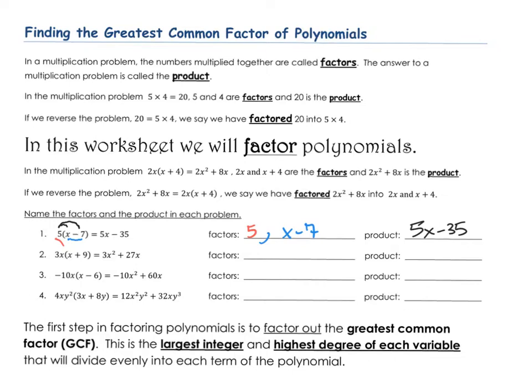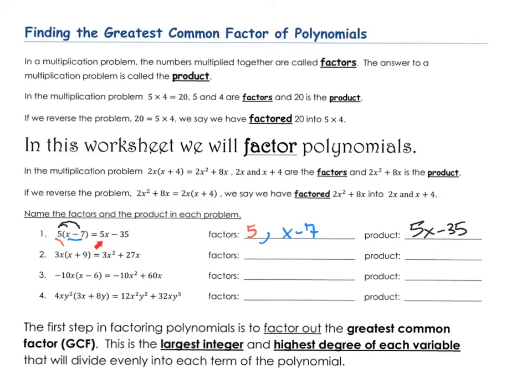So once we get into factoring polynomials, the most important thing to always do first is to factor out the greatest common factor, which we are going to refer to as our GCF. Essentially, we're asking ourselves, what is the largest integer and the highest degree of each variable that will divide evenly into each term of the polynomial. All right. So what does that mean? Let's take example number 1.